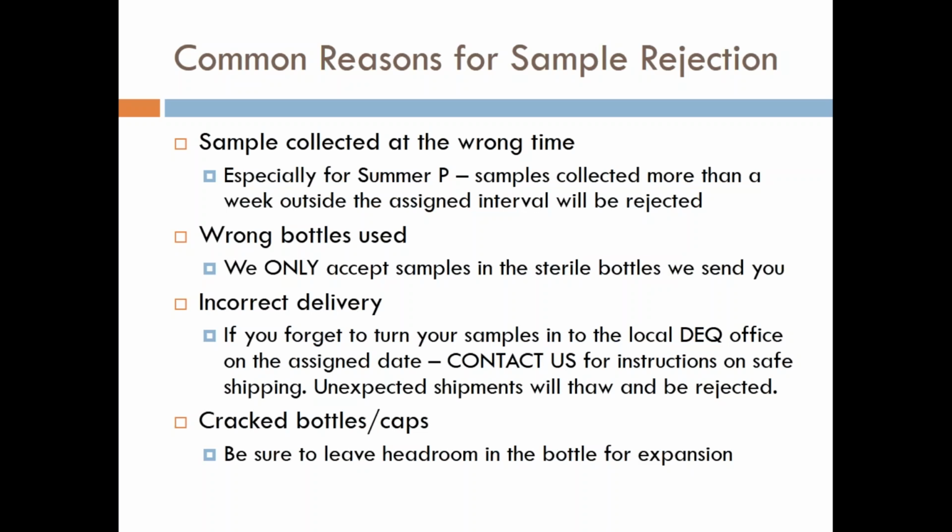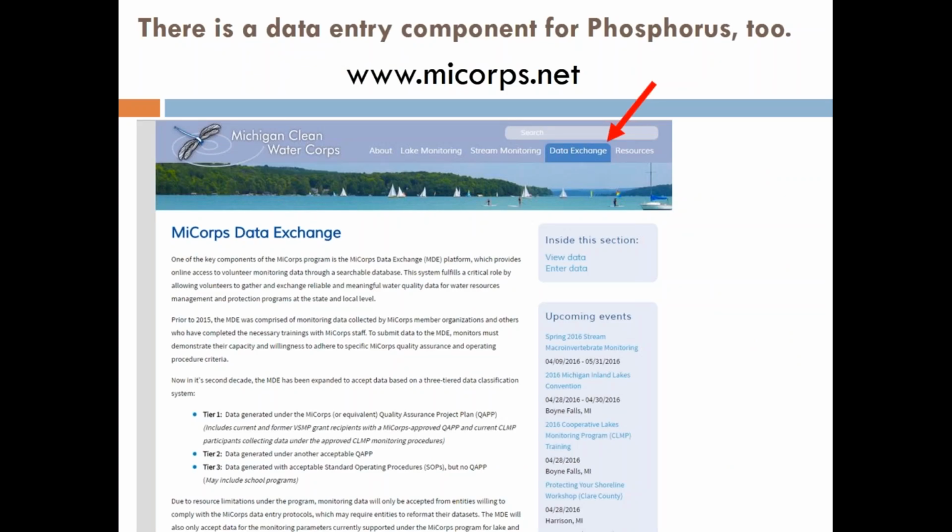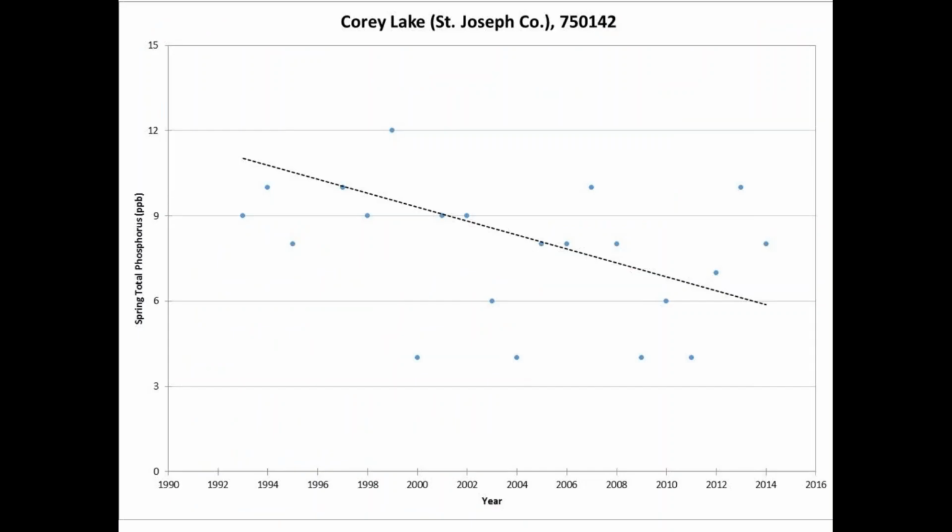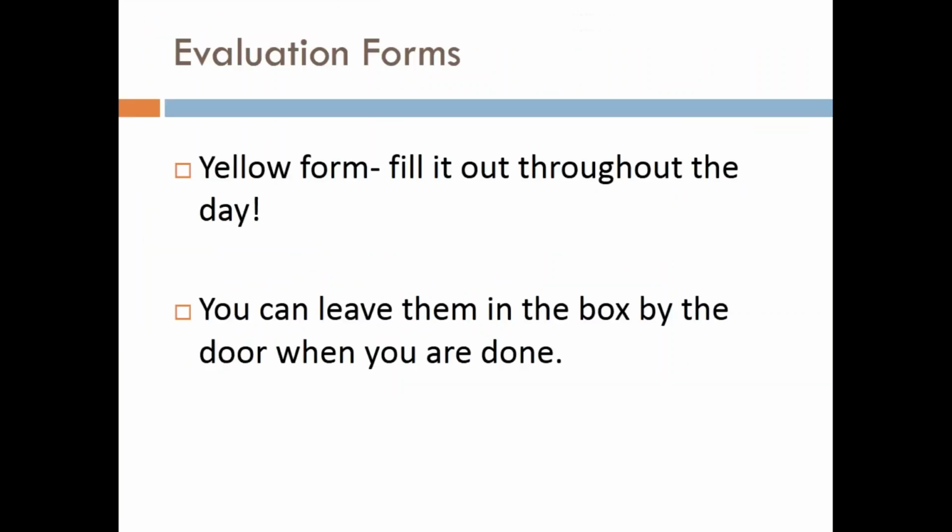If you go deliver to the wrong place or the wrong time, there's a chance that your sample might never reach us. So once again, just pay attention to that. And then if your bottle cracks because it got frozen and the water expanded, then those samples get rejected. So make sure that you leave that headroom so the water can expand and not crack the bottle. You can enter your data into the data exchange. And at the end of the season, you will get a graph, once again, mixed in with all the other data that you've collected that shows how your phosphorus is doing over time.